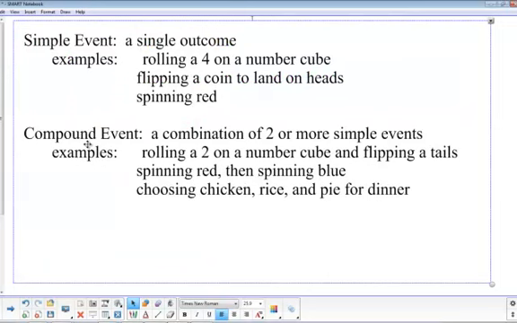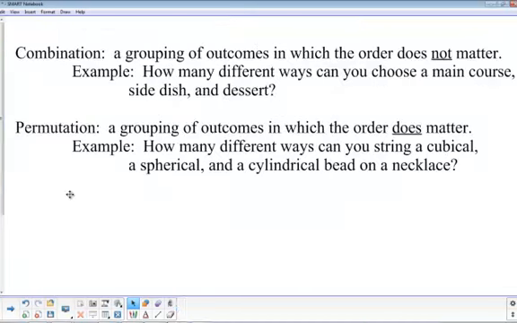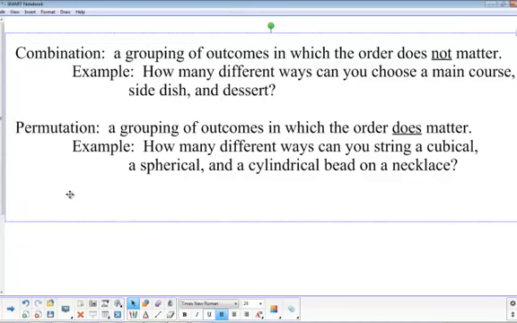So a simple event is a single outcome, so like rolling a 4 on a dice or flipping a coin or spinning a spinner. A compound event is 2 or more simple events, so that'd be like rolling a dice and flipping a coin, or spinning a spinner twice, or choosing dinner options of chicken, rice, and pie. And then again, combination is where the order doesn't matter, and permutation is where it does.